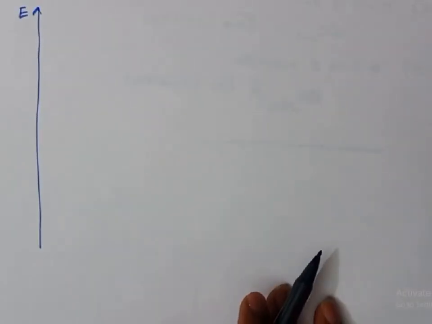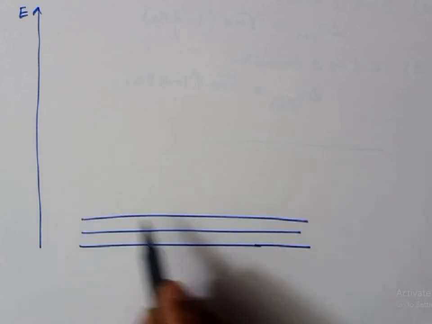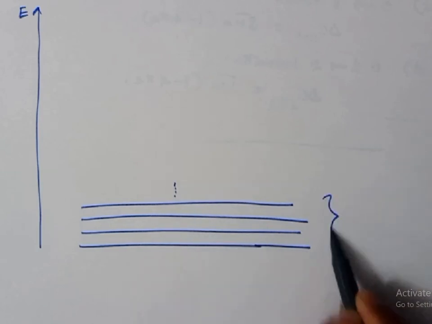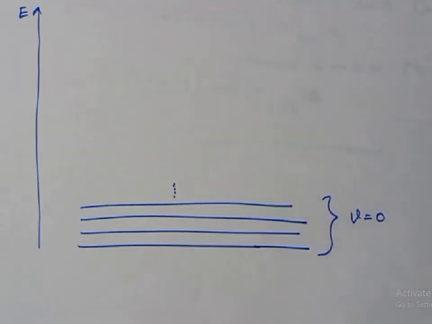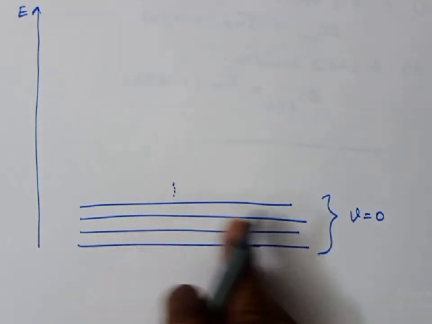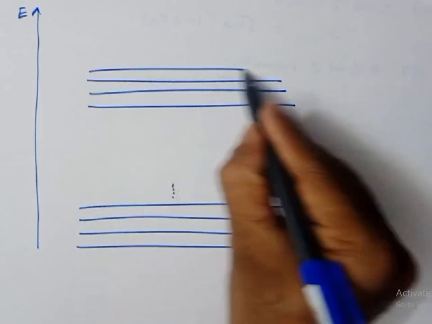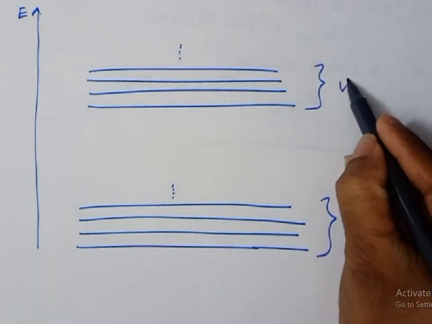Now what I'm going to do? We are going to focus only on the fundamental vibrational transition. Students, observe this carefully. It's a very, very important one. Assume that this is the energy axis, and these are all rotational levels. These are rotational levels associated with the ground vibrational state. Similarly, we'll have many rotational states associated with the V equal to 1 vibrational state.